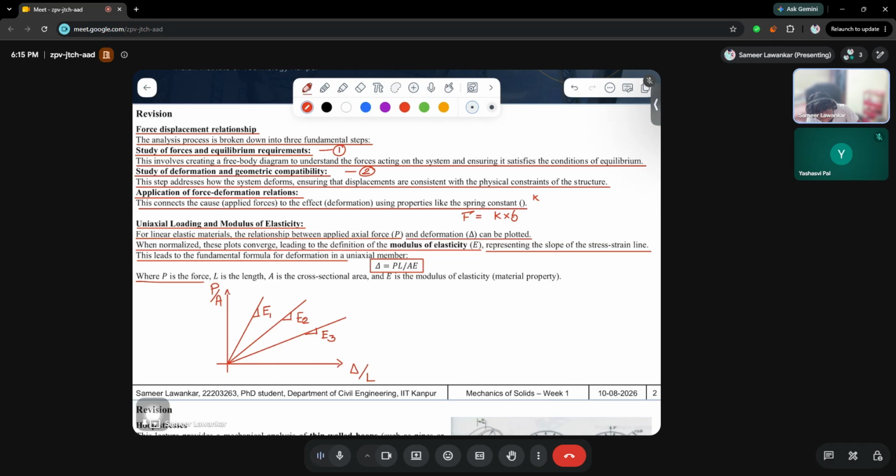Here P is the force, L is the length, A is the cross-sectional area, and E is the modulus of elasticity. I have already explained what the modulus of elasticity is: it is the ratio of stress to strain. It can be linear also, it can be non-linear also.